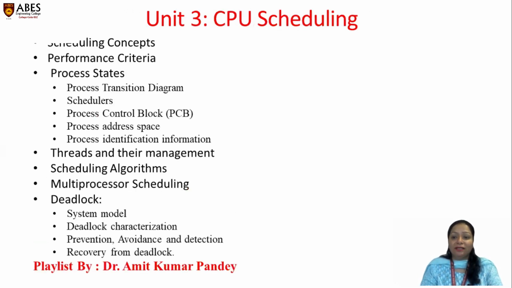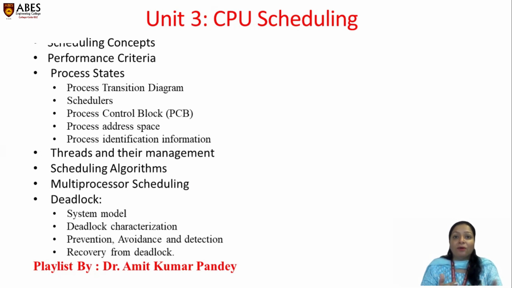Coming to Unit 3, that is CPU scheduling. Here we will first understand the concept of CPU scheduling. What is the main purpose of scheduling? What are the different performance criteria like waiting time, turnaround time, and so on? What are the different process states? Actually, a process can transit from one state to another. There are a total of 7 states in which a process can take transitions, and we will understand this concept with the help of a diagram.